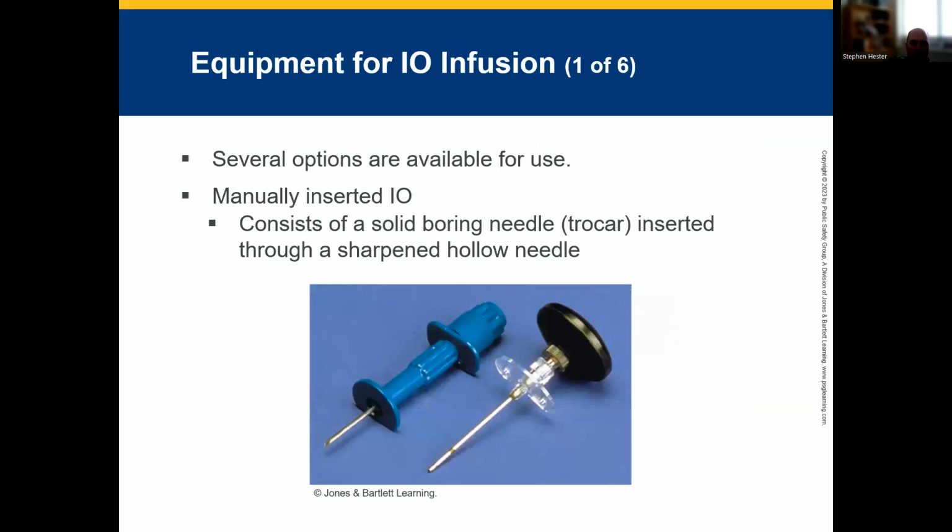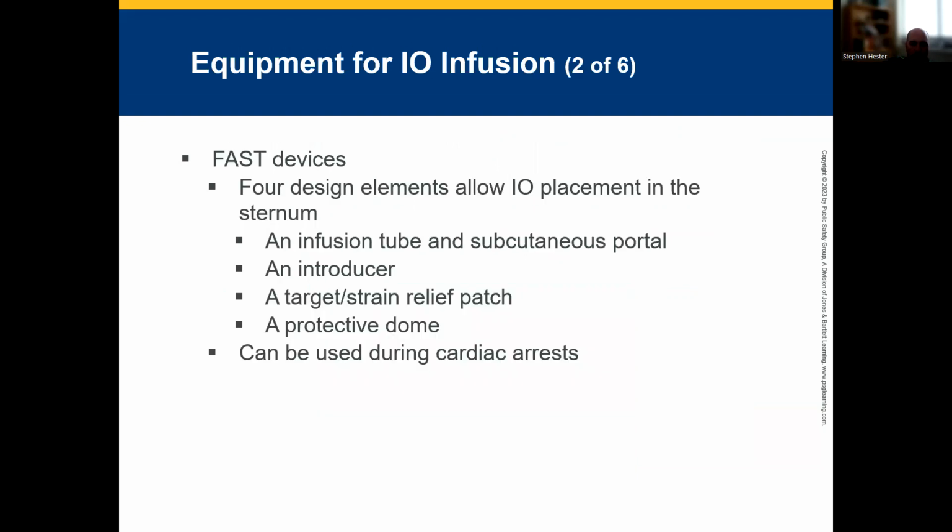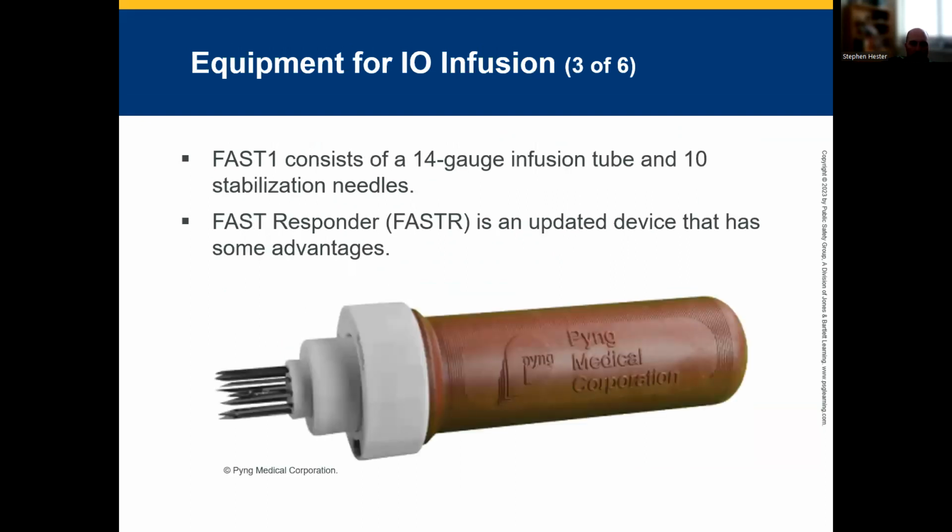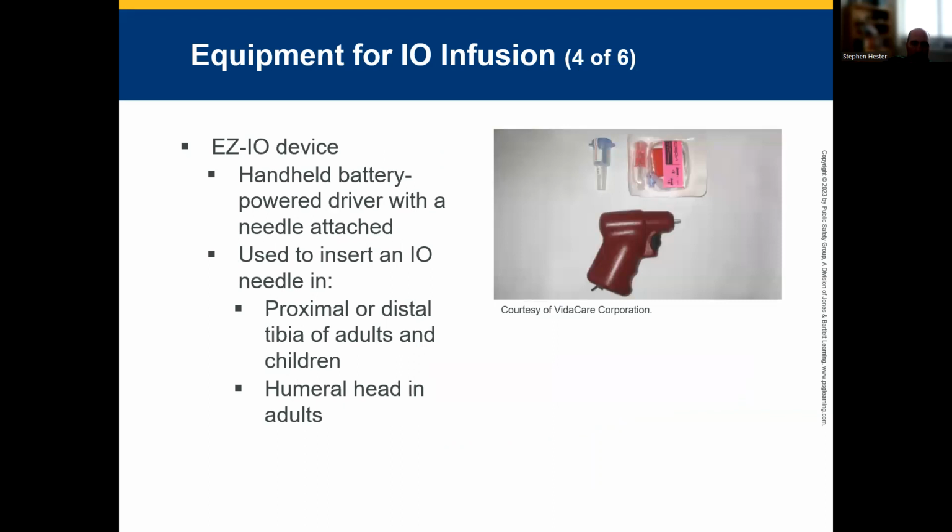These are some old manual IO devices. We don't see a whole lot of those. The FAST device is what you see here. Basically, you hold it up against the skin, and it punctures inside of the skin and the bone itself. EZIO is pretty much what everybody has. It's a handheld battery-powered driver with an attached needle.